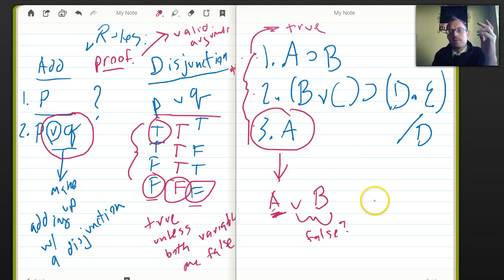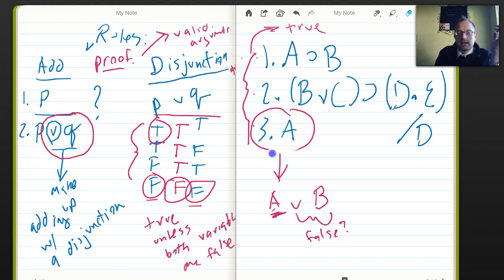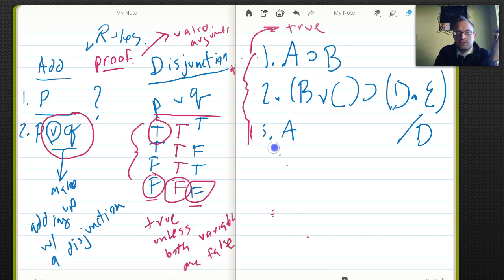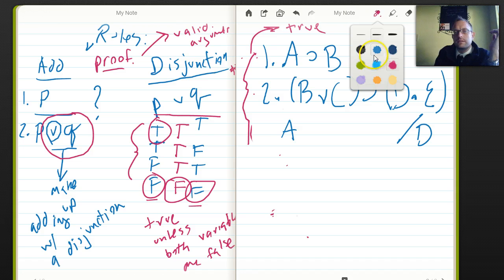Now, you may be asking a more specific question, which may be, okay, I see that you did the rule of addition, but how did you know how to actually do that rule? How did you know when to actually perform that rule? So let me erase this and let's do this problem here, okay? Let's get our color back. Okay, so this is line 3.